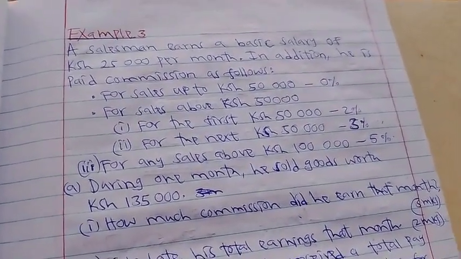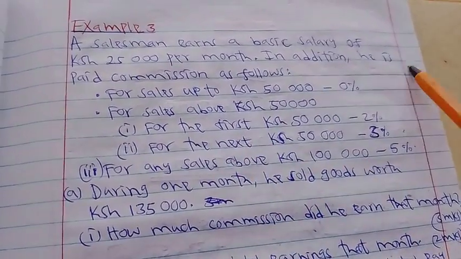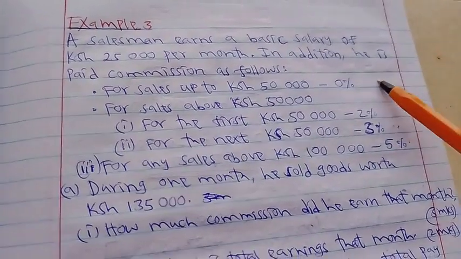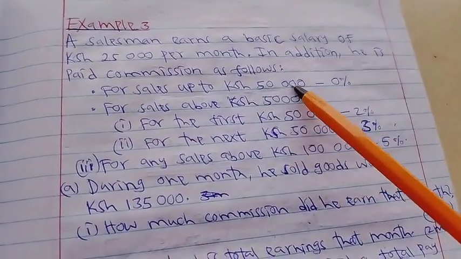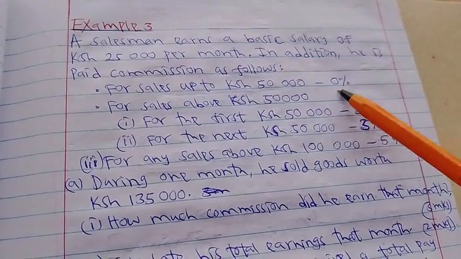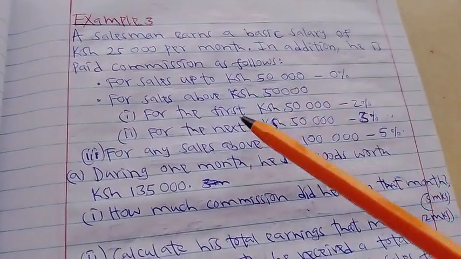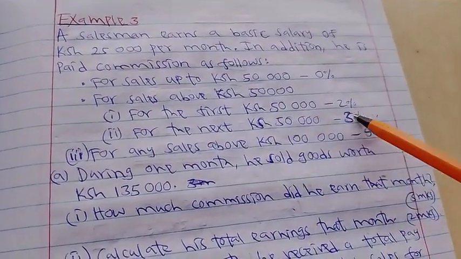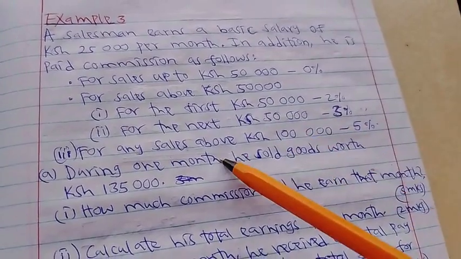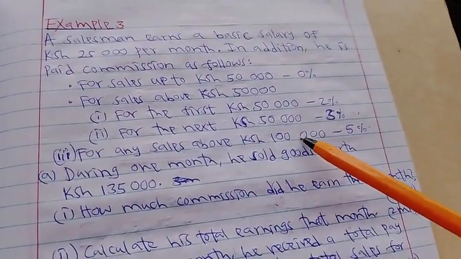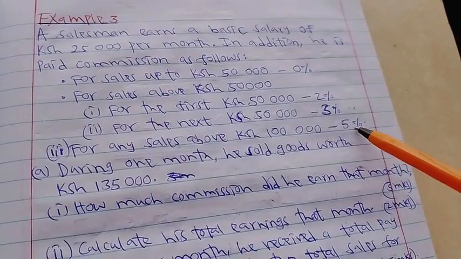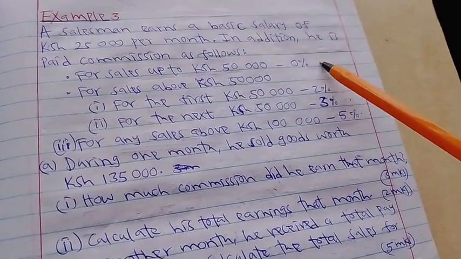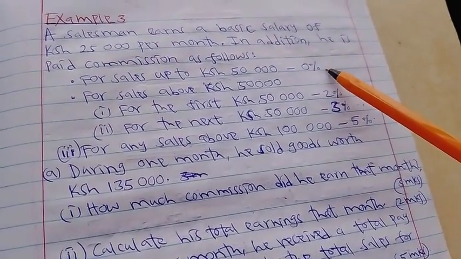Example 3. A salesman earns a base salary of 25,000 per month. In addition, he is paid commission as follows. For sales up to 50,000, 0%. For sales above 50,000, for the first 50,000, 2%. For the next 50,000, 3%. And for any other sales above 100,000, 5%.